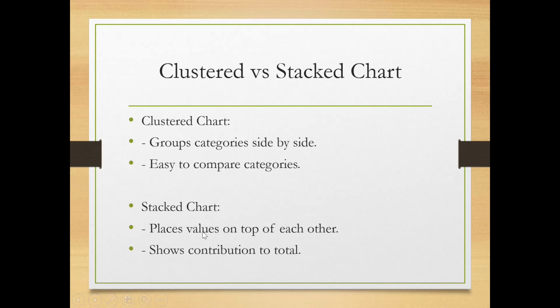Whereas a stacked chart places values on top of each other, and shows the contribution to the total. Whatever contribution comes, it will come to the total amount, the sum of this. Some people ask about a side by side comparison, so we approach the easy-to-compare category. So which one are we going to use, clustered or stacked? Obviously clustered. But if people say they want to place the values on top of each other, in that case I'm going to use the stacked chart.